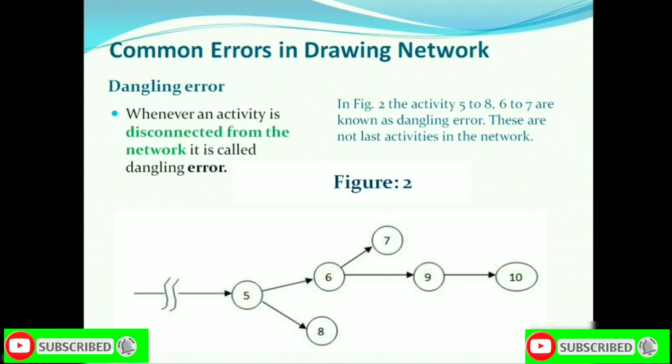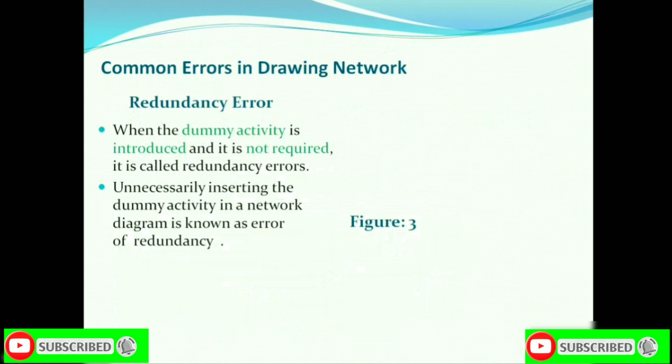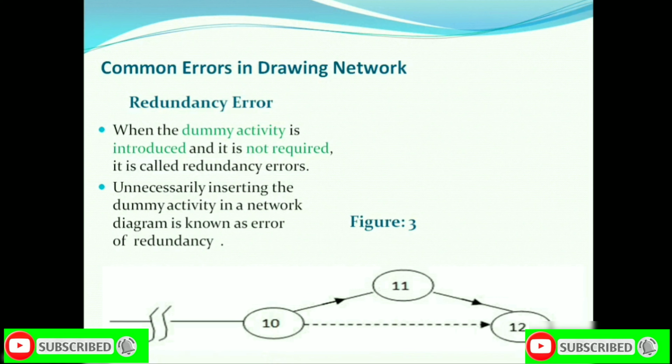Now we talk about the last common mistake which often happens when drawing a network. That is redundancy error. When we do not need a dummy activity and put in a dummy, it is known as redundancy error. As you see in figure 3, we do not require the dummy activity from 10 to 12 and we unnecessarily put it there. So always keep these mistakes in mind while drawing a network.